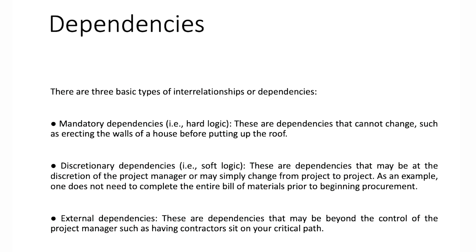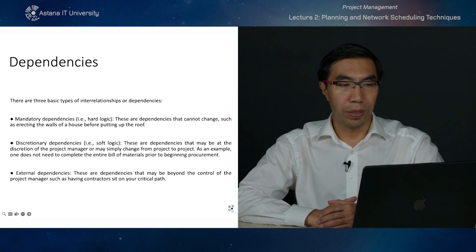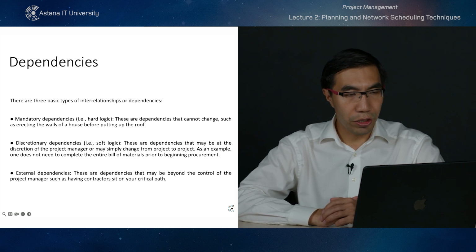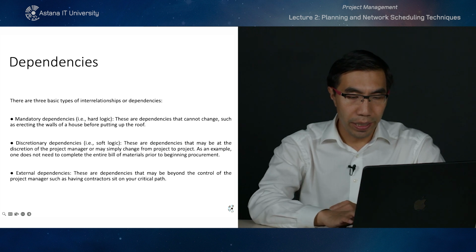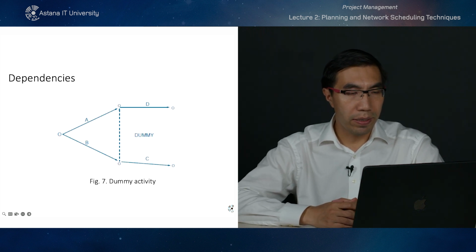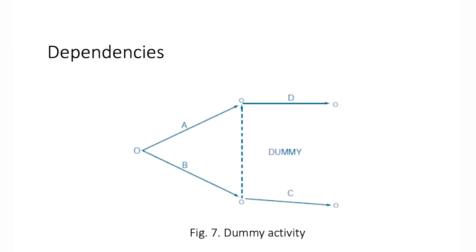Then discretionary dependencies have soft logic. These dependencies are at the discretion of the project manager or may simply change from project to project. An example is that you don't need to buy all the materials in advance at the beginning of the project. And then external dependencies are beyond the control of the project manager, such as having contractors sit on your critical path. So you are dependent on contractors, but you cannot change the durations.